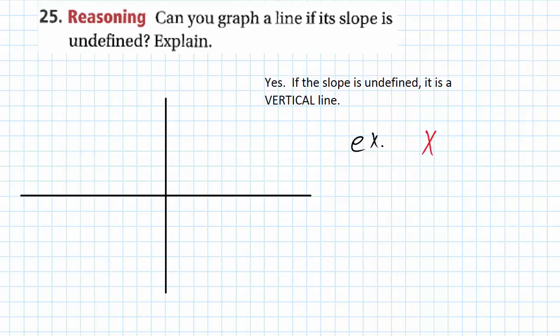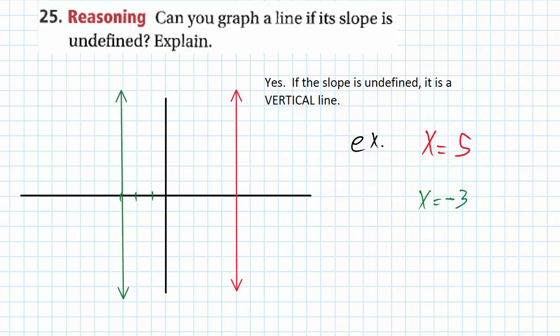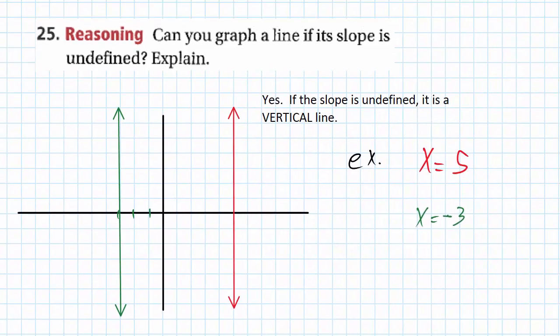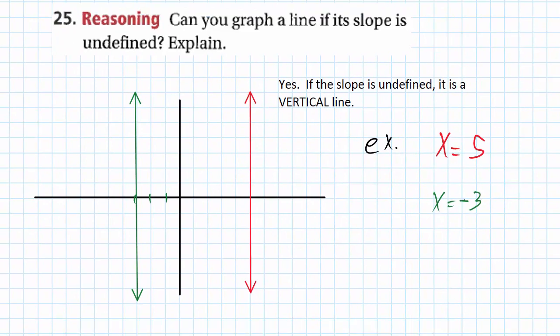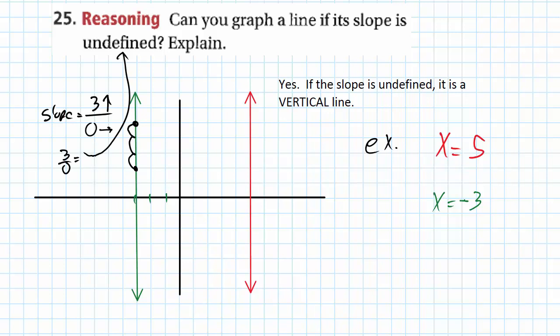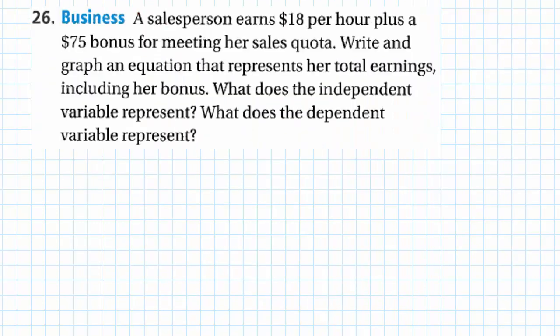For this one, we want to look at if we can graph a line if its slope is undefined. We actually did this a little earlier when we calculated the slope of that line. It was x equals 6. If you have a vertical line, it's going to have a slope that's undefined. And these are two examples of equations of vertical lines. The reason why it's undefined is because it has a rise, like here, in between these two points is a rise of 3, but it has no run. It has a run of 0. So you're dividing by 0. If you divide by 0, you get undefined.